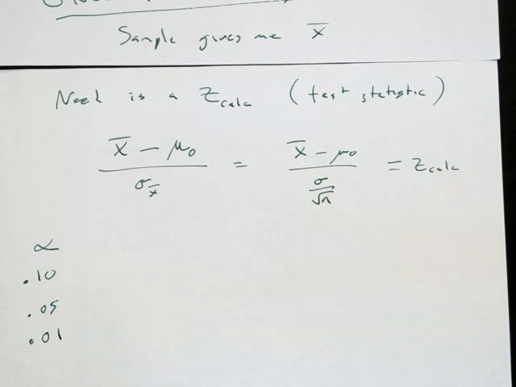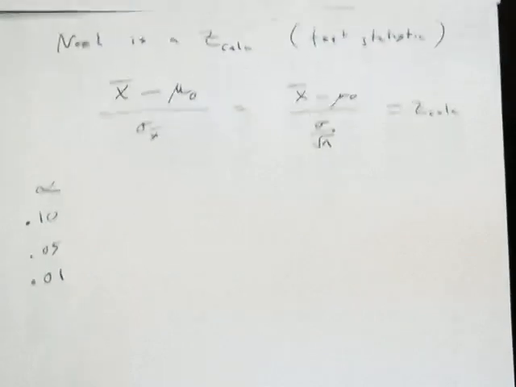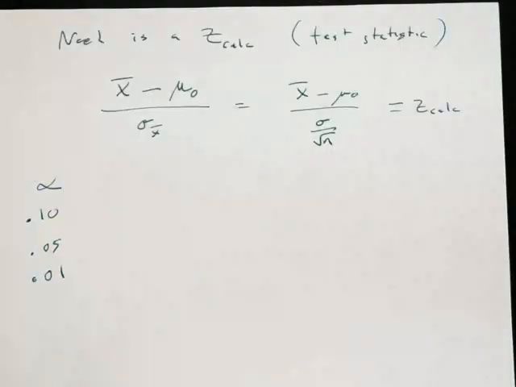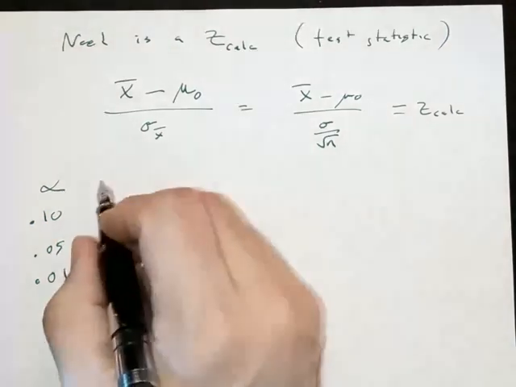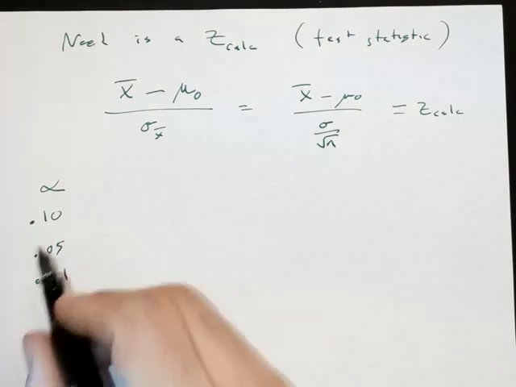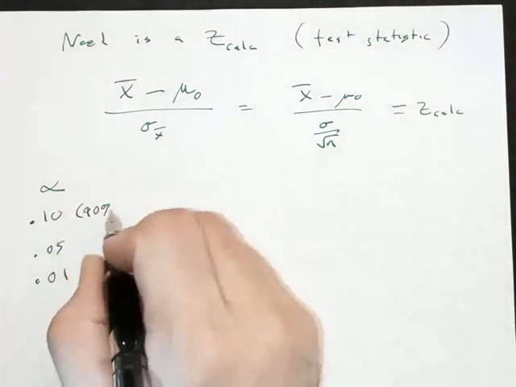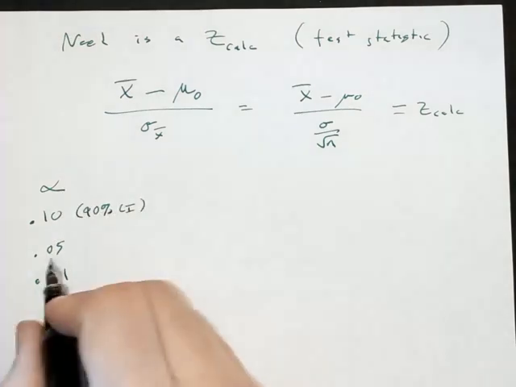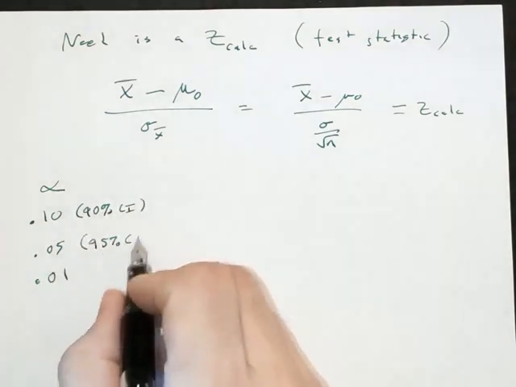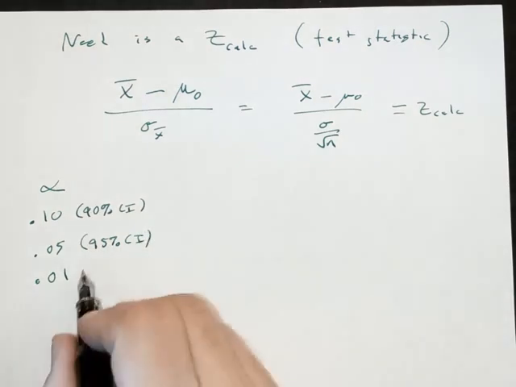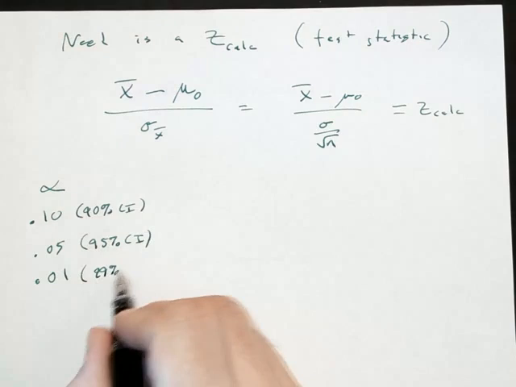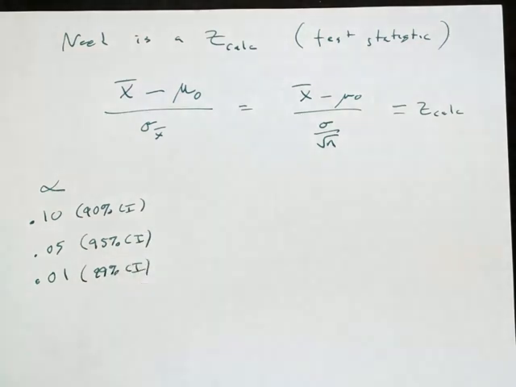Most of the time, we're dealing with 90% confidence intervals, 95% confidence intervals, or 99% confidence intervals. Remember that our confidence interval was 1 minus alpha. So if my alpha is 0.1, that's a 90% confidence interval. If my alpha is 0.05, that's a 95% confidence interval. If it's 0.01, that's a 99% confidence interval. Okay, wait a second. I need half of each of those numbers.